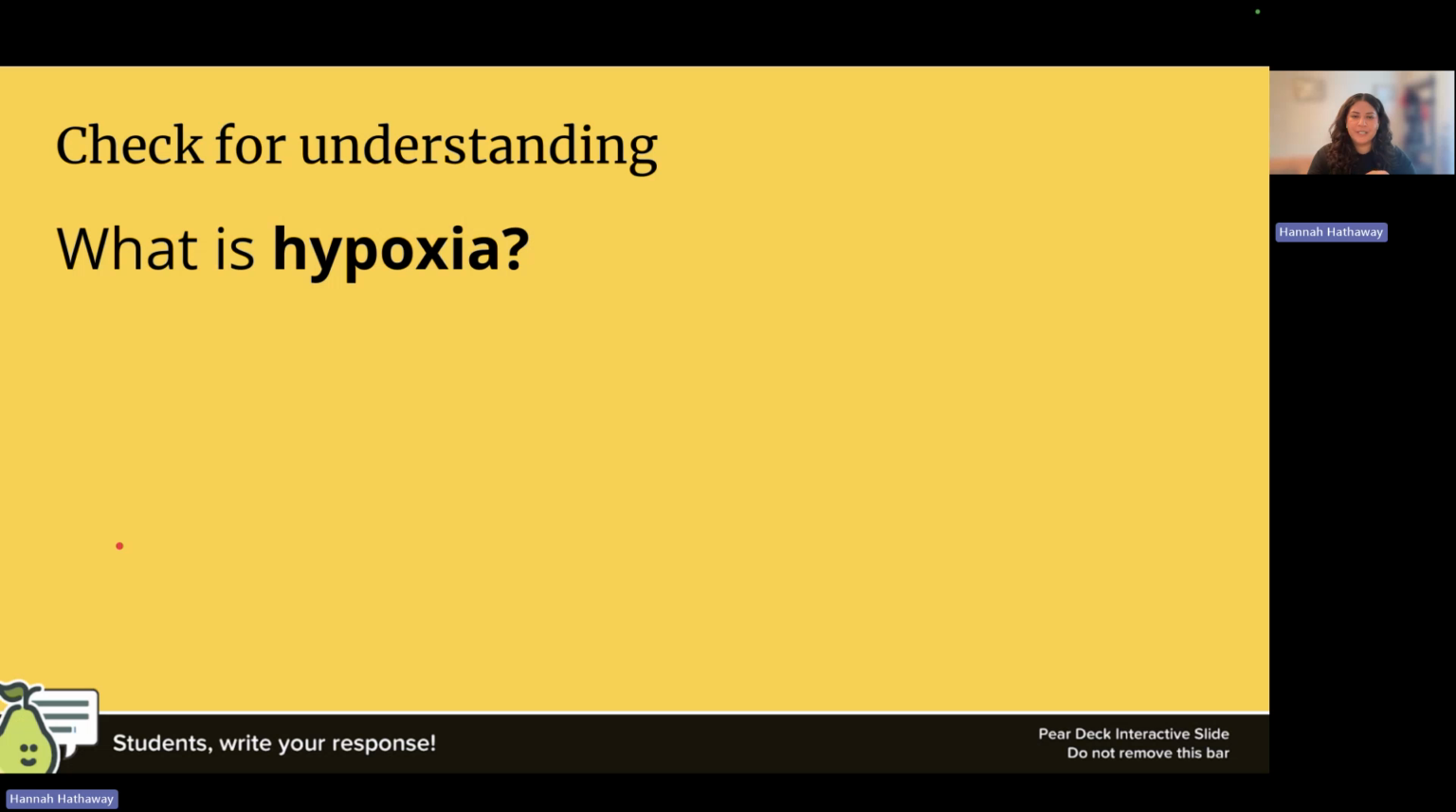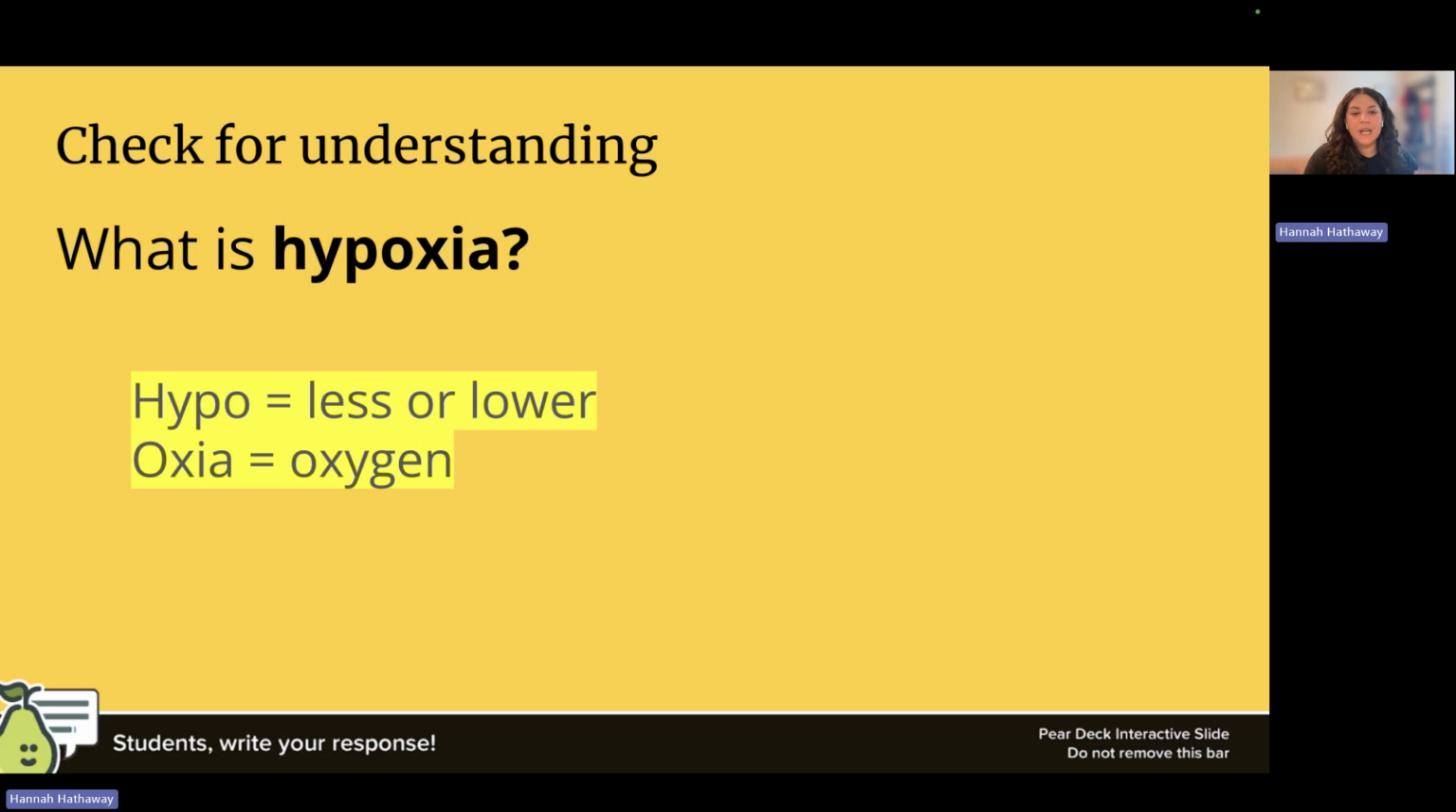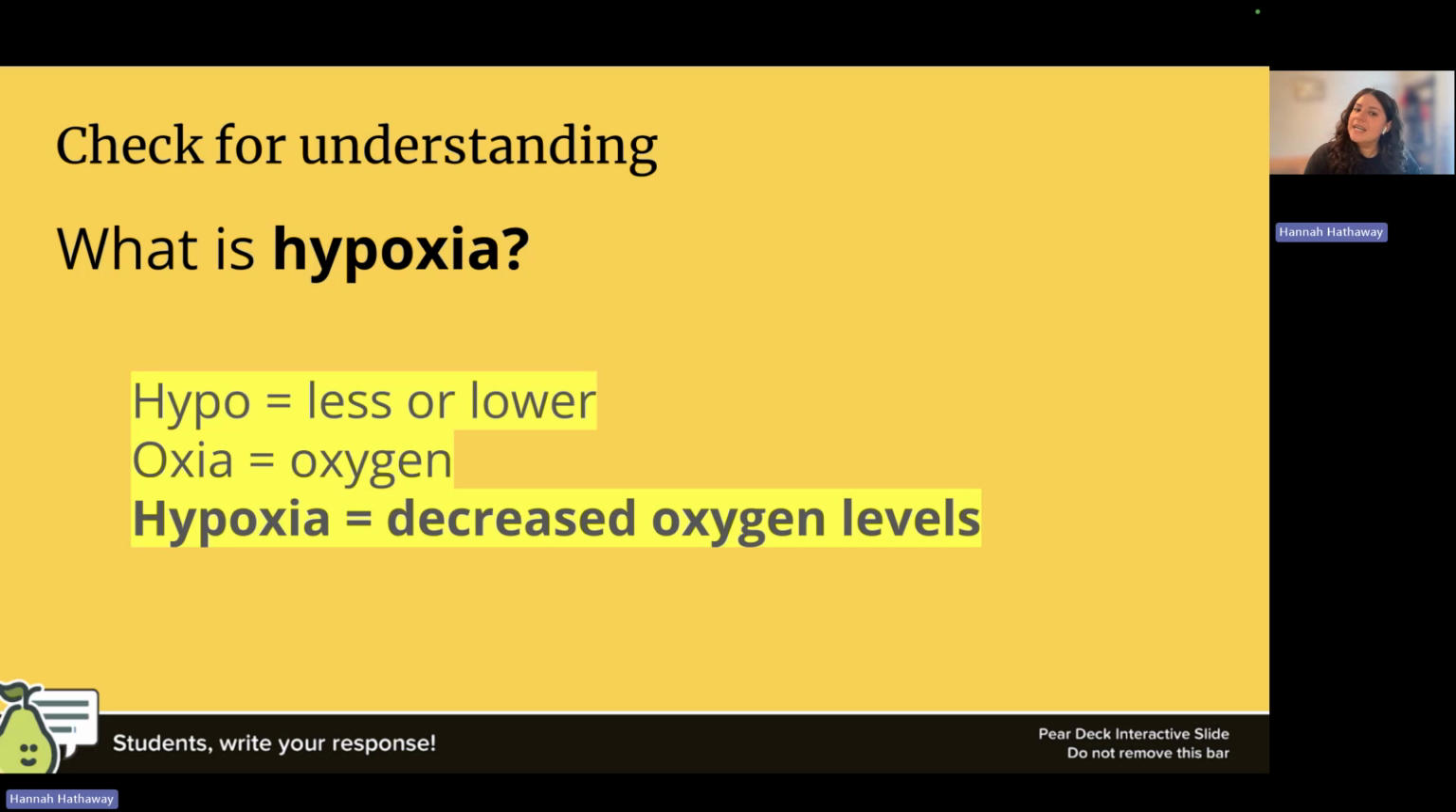Okay, so check for understanding, same thing, pause and then check your answer. What is hypoxia? Okay, so once again, hypo means less or lower. Oxia means oxygen, so hypoxia is low oxygen or decreased oxygen levels, to put it a little bit more scientifically.